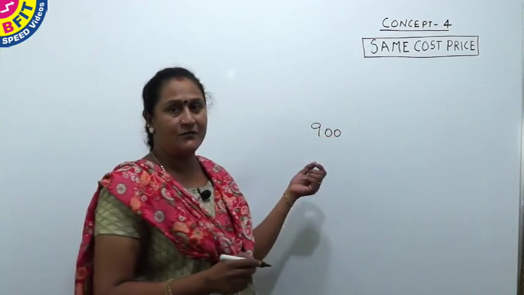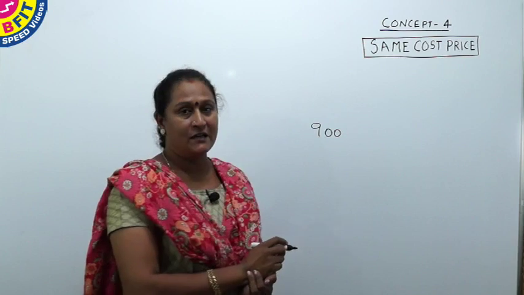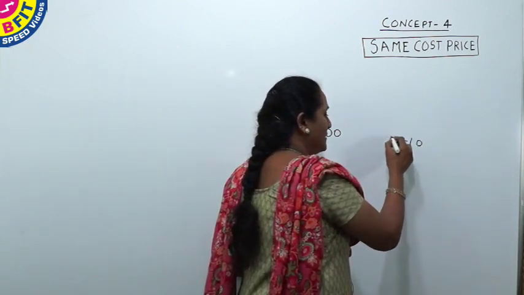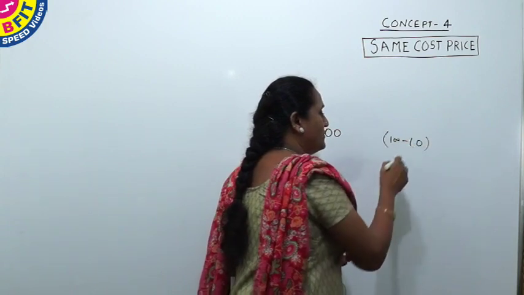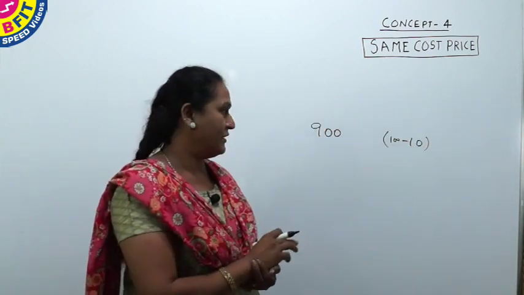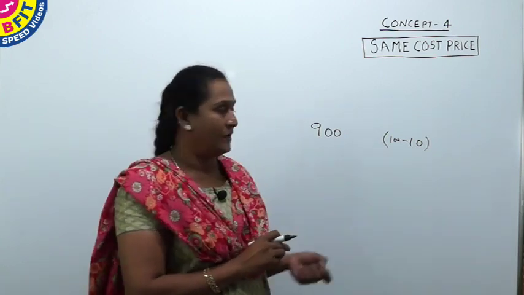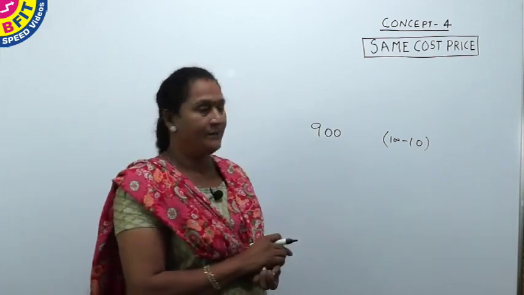So by selling this for 900, the person incurs a loss of 10. Loss 10 means subtract 10 from 100. If it is profit, we'll add it with 100 here. So by selling it for 900, loss is 10, so you write 100 minus 10 as 90.